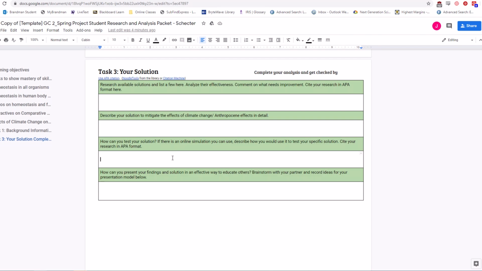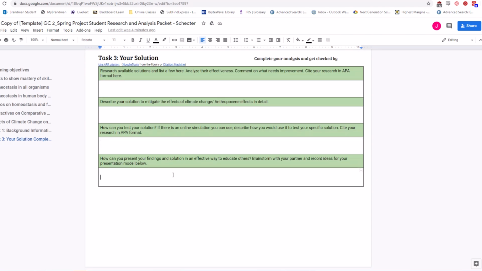Next, how can you test your solution? Think about it. How would you actually test to see if the solution you come up with is even viable? Like, how would you do it? What could you do? And finally, how can you present your findings?